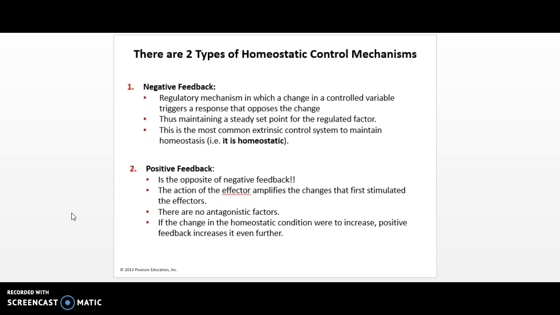Positive feedback tells the change to keep happening. In bullet point number 2, it says the action of the effector amplifies the changes that first stimulated the effectors. Basically, it's going to say, deliver the baby, keep pushing that baby out, let's get it out. That's positive feedback. It keeps the change occurring. Negative feedback is the easy one. We always want to return back to the set point, so it says, shut it off, fix the system. This is the most common control system to maintain homeostasis in our bodies.